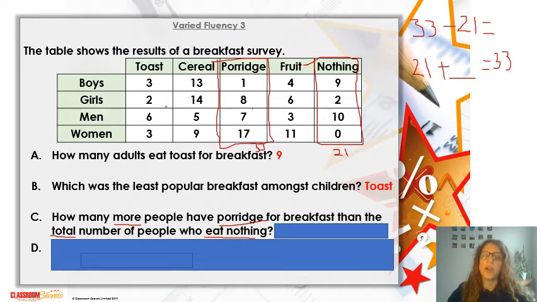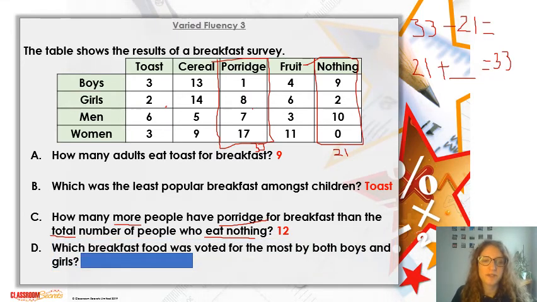Okay, so 33, take away 21. You can partition it, so you can do 30 take away 20, gives you 10, 3 take away 1, which gives you 2. So you should have got a total of 12 for that question. Let's have a look at our last one for this one.